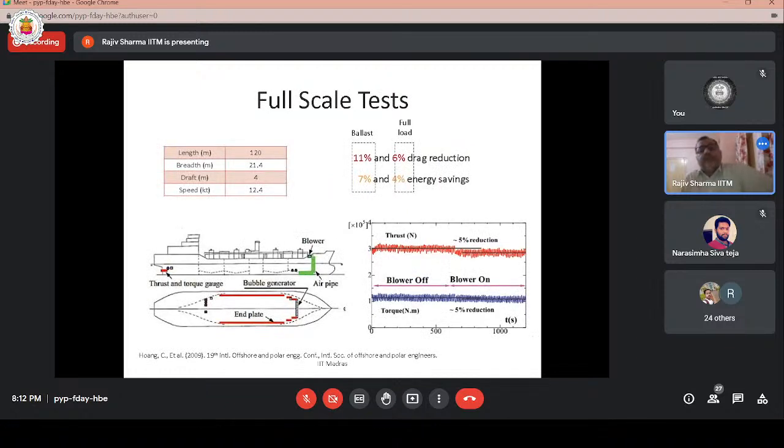Full scale test has been done for a ship of 120-meter length, breadth of 21.4 meter, draft 4 meter, speed 12.4. And the investigations have reported 11% drag reduction in the ballast condition, 6% drag reduction in the full loading condition, and 7% to 4% energy saving.